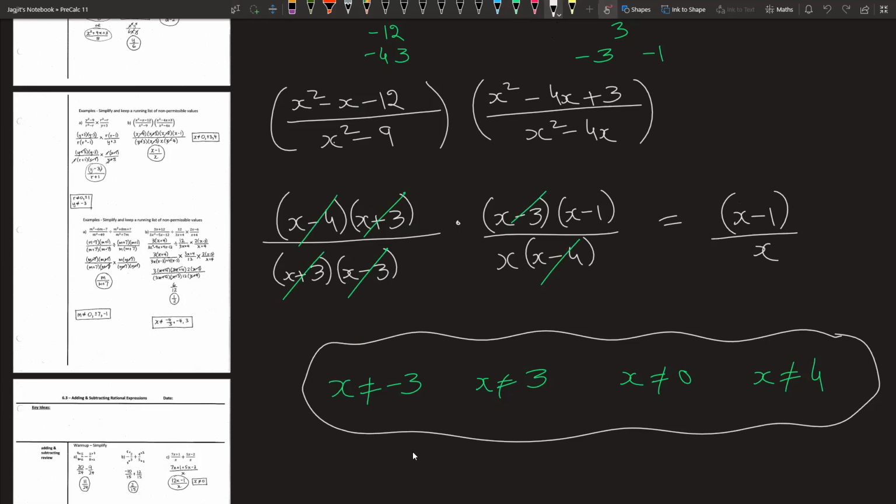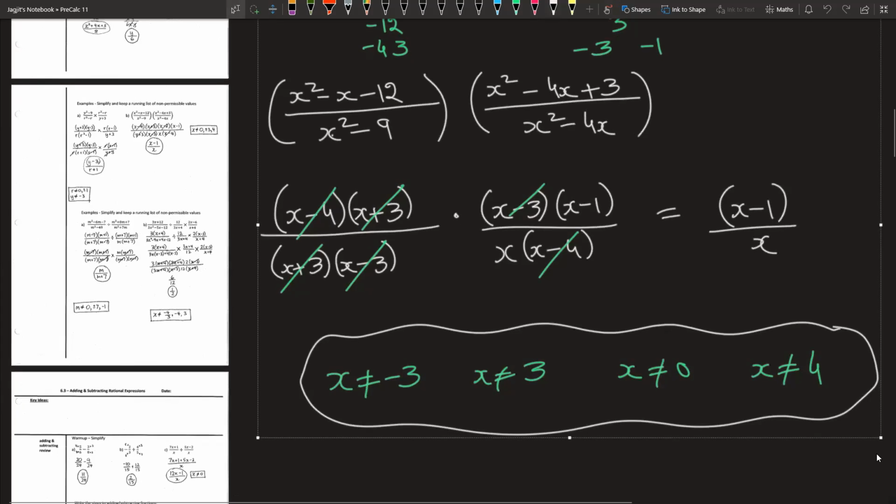Do you guys understand this? Any questions so far, folks? Okay, good.